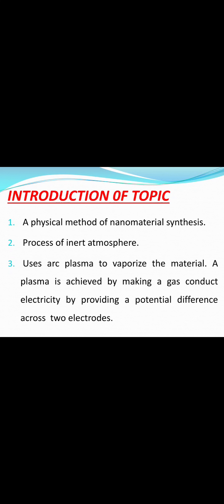Okay, and third, it uses arc plasma to vaporize the material. A plasma is achieved by making a gas conduct electricity by providing a potential difference across two electrodes. So while we apply the potential difference between the two electrodes, plasma is achieved. Okay, so we will discuss it later when we discuss the working principle. So I will explain.